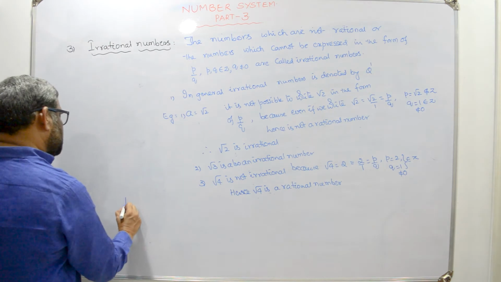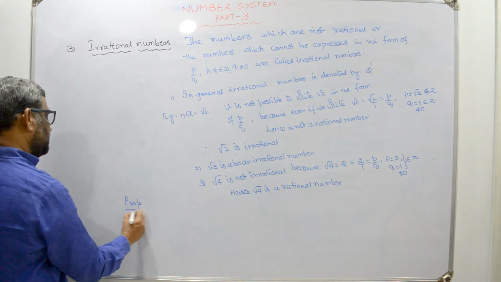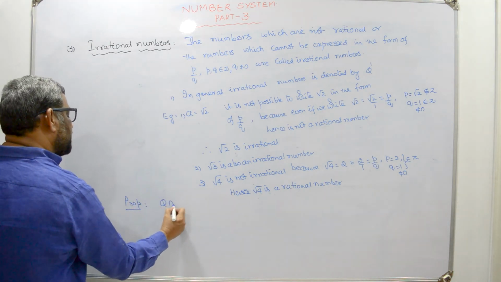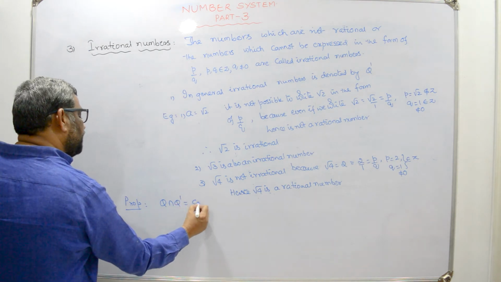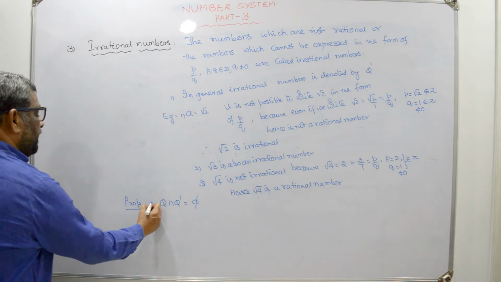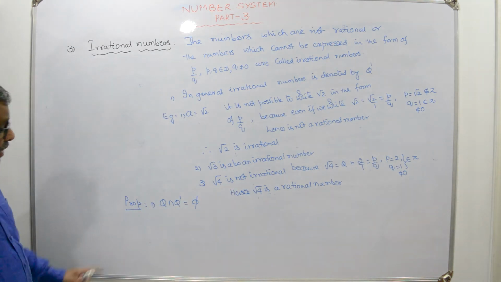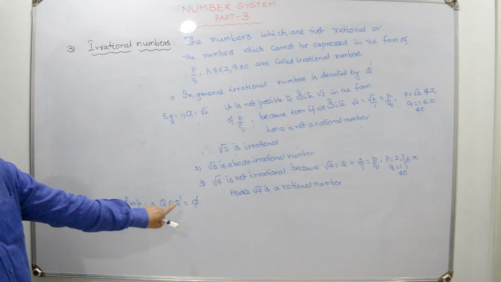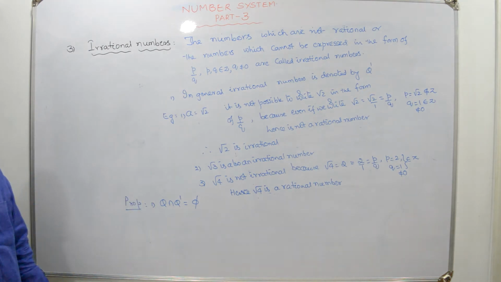Next, some properties. Q intersection Q dash is equal to phi. That means they have no common elements. No rational will become irrational. No irrational is a rational number.